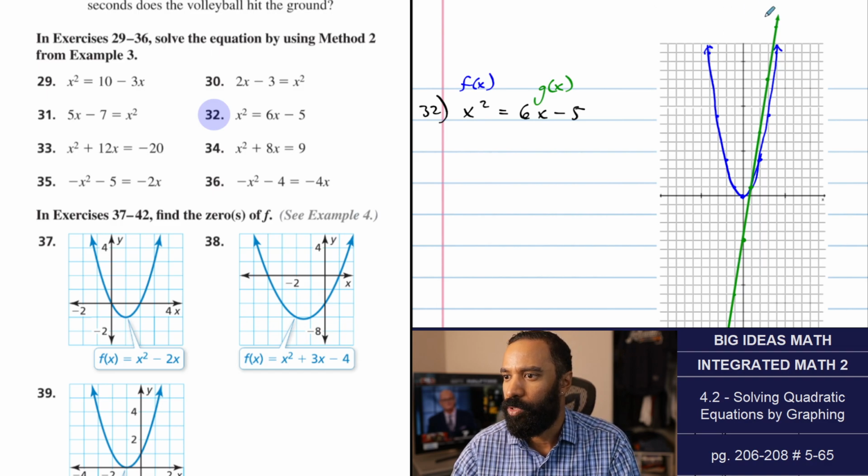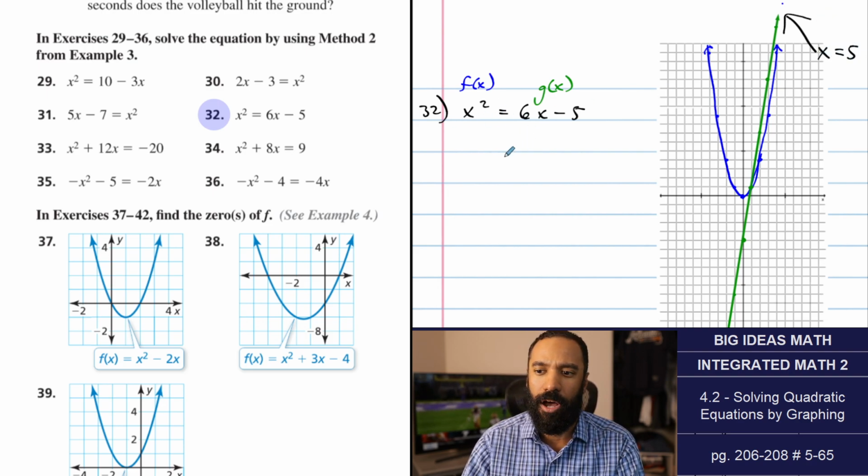You can see that blue doesn't hit green right here. These are right on top of each other right now. The green is right on top of blue. It's once we hit x equals 5 once again. At x equals 5, we are going to hit. And that's just my knowledge of this graph here.